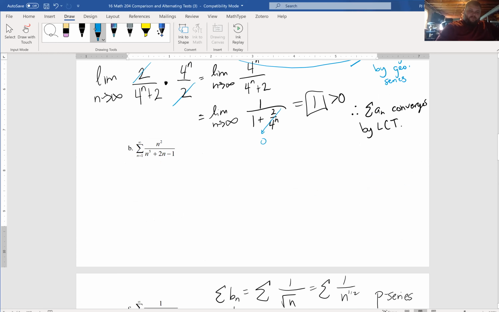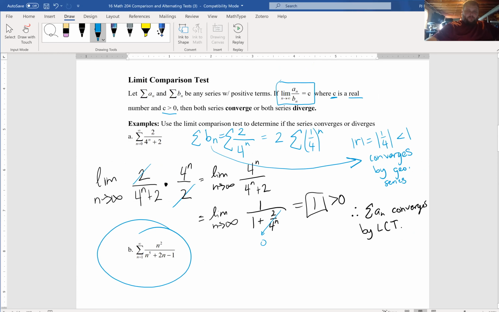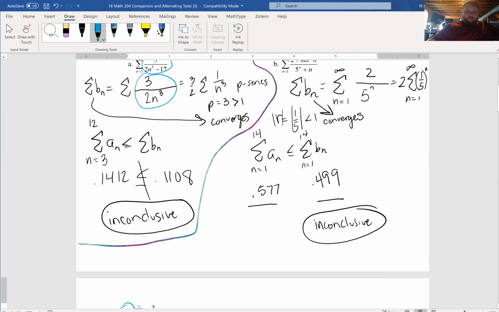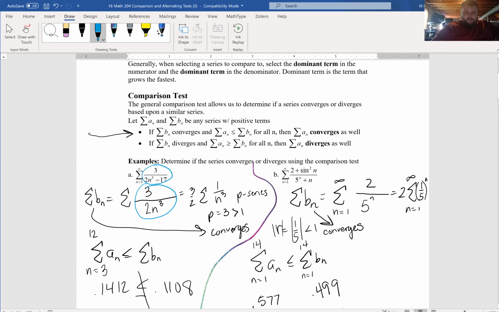So I have left B in this section, C in the limit comparison, and B for integral test. And if we have time, you can work on B for the estimation of the sum.